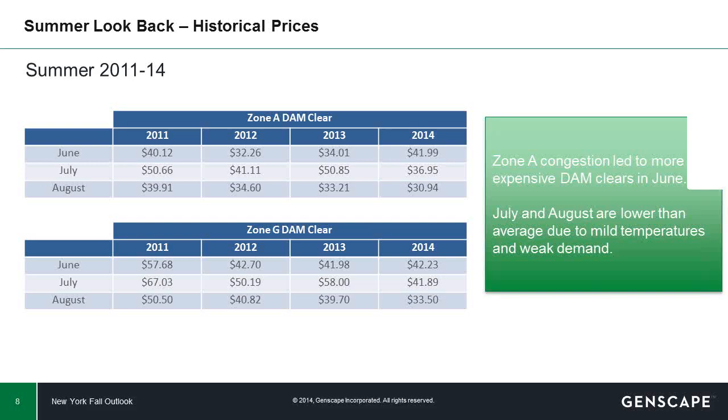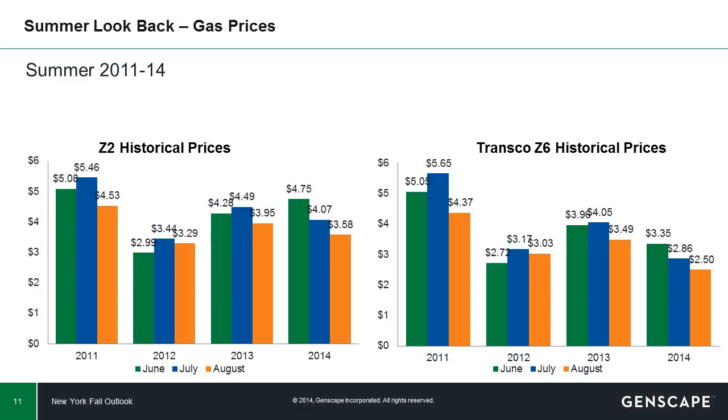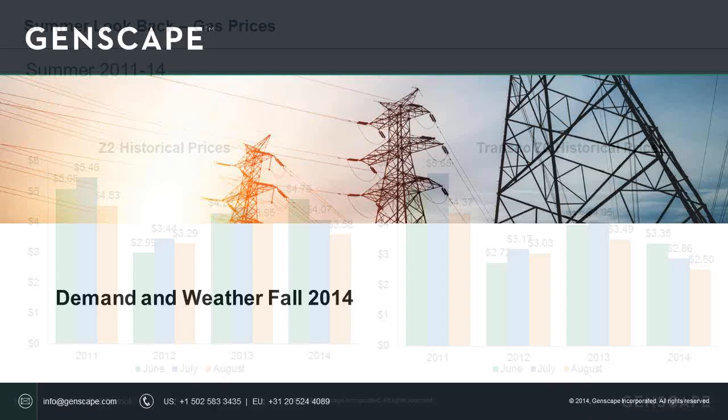And looking at the gas prices, again, this is just the data for the past 4 years of Z2 and Z6. The important thing to see here is that Z6 in August 2014 is $2.50, all the way to the right of the slide. It is the cheapest in the last 4 years, and we can see the price for June, July, August going down. Another bearish factor, and it goes hand in hand with demand. As demand decreased, gas prices reflected that too. And that was for summer, and I'm going to hand it back to Stefan for the fall outlook.